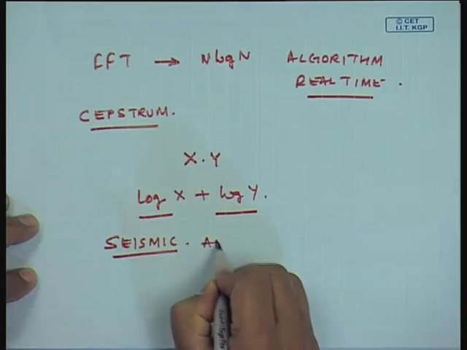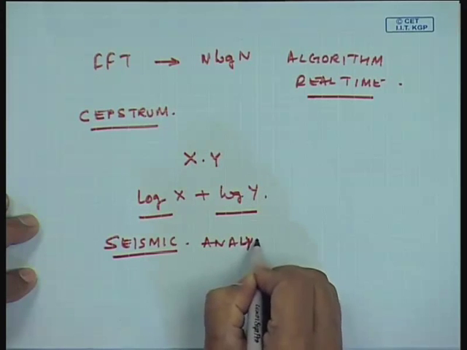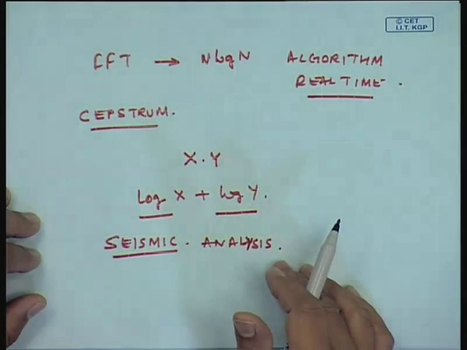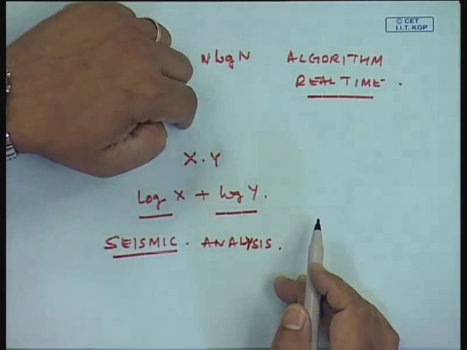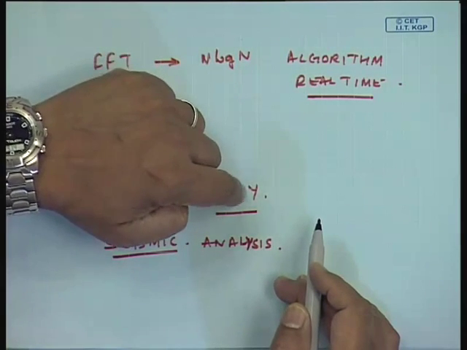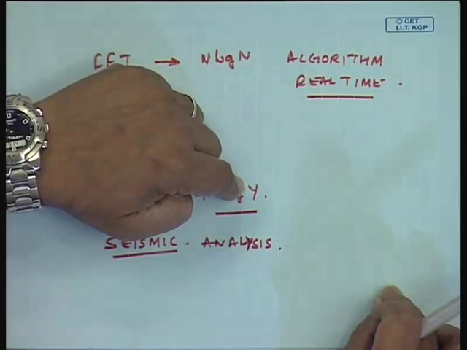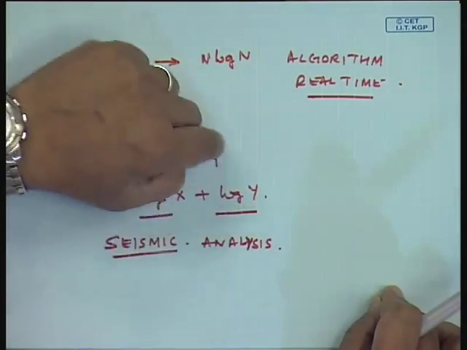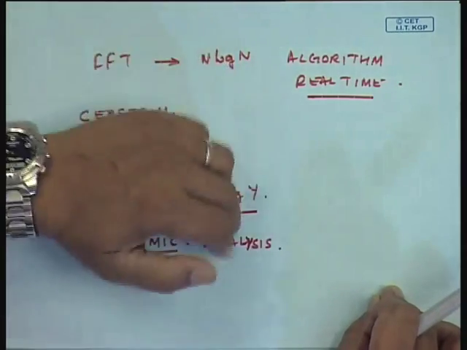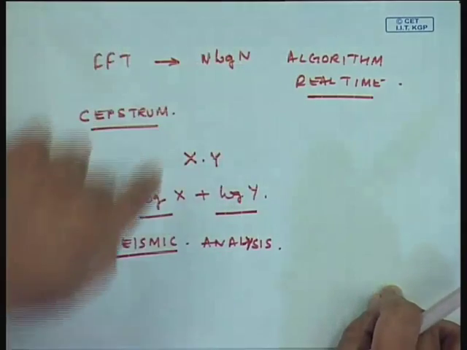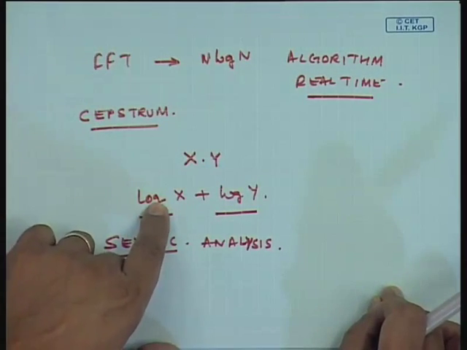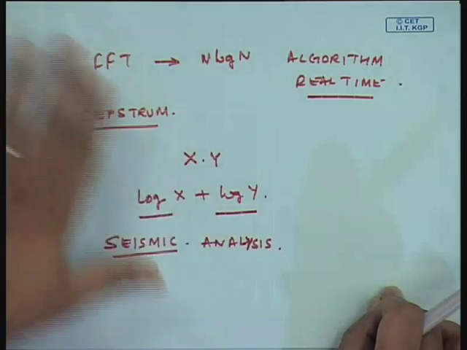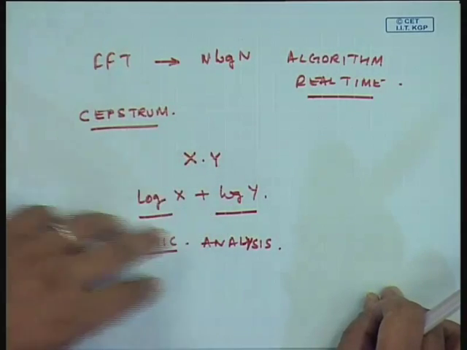So, that is why cepstrum had an important application in seismic analysis of signals. Because if an earthquake occurs, the signal which is recorded by us is signal x times signal y. Y could be because of the path from the epicenter of the earthquake to the location where your transducers were put. So, these effects could be added and removed, and their effects can be eliminated once you do cepstrum analysis, because of this property of logarithm. Okay. So, that is another advantage of cepstrum analysis.